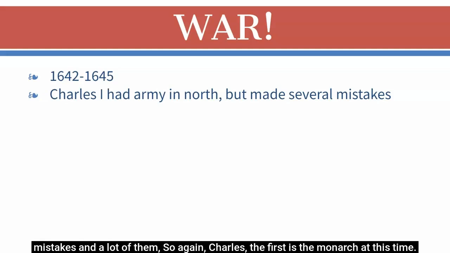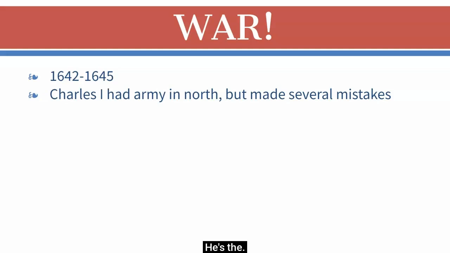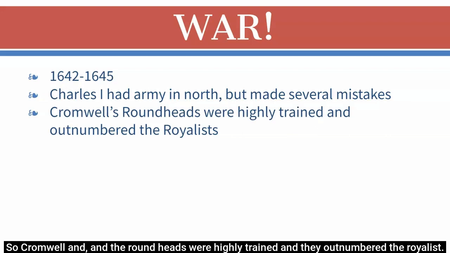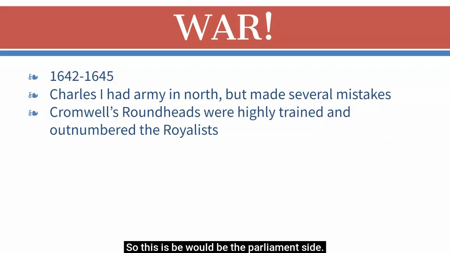So again, Charles I is the monarch at this time. He's the king. So Cromwell and the Roundheads were highly trained, and they outnumbered the Royalists. So this would be the Parliament side. They have more people, and they're better trained, and they're not making all those big mistakes.